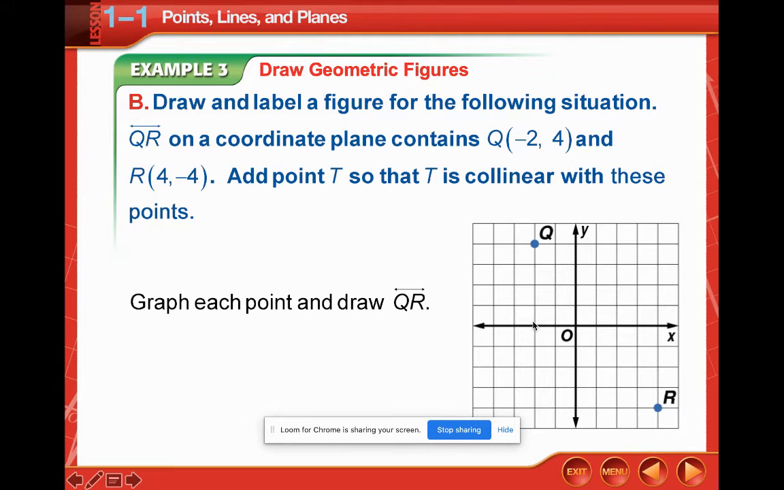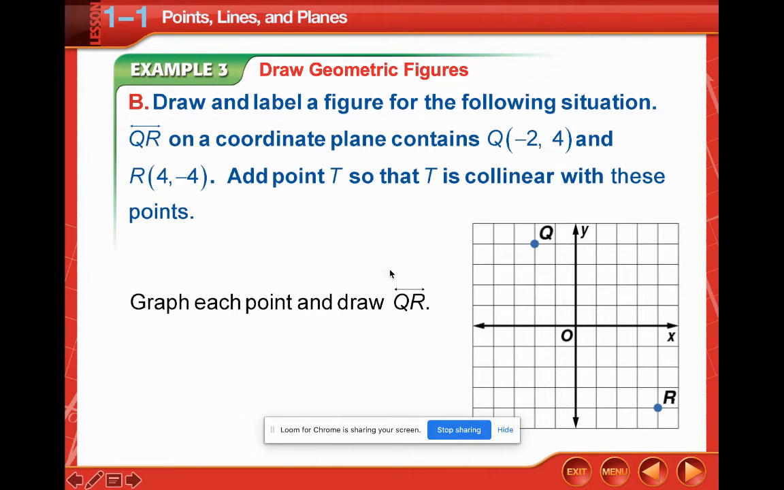And then the second number refers to up and down. That's 4. If it's positive, you go up, and if it's negative, you go down. So we're here at -2, then we're going to go up 4: 1, 2, 3, 4. That's (-2, 4). And just like for R, we're going to go over 4. But remember, it's positive, so we go over this way: 1, 2, 3, 4. The first number always refers to right or left, and then the second number, -4, always refers to up or down. If it's negative, you go down. Remember, Q had a +4, so we went up. R has a -4, so we go down.